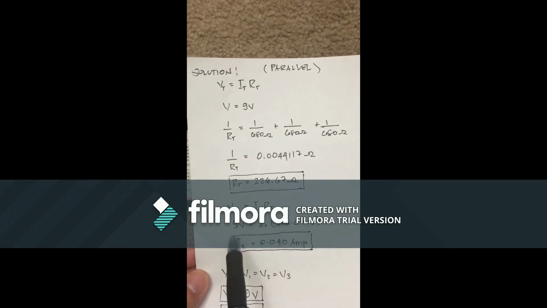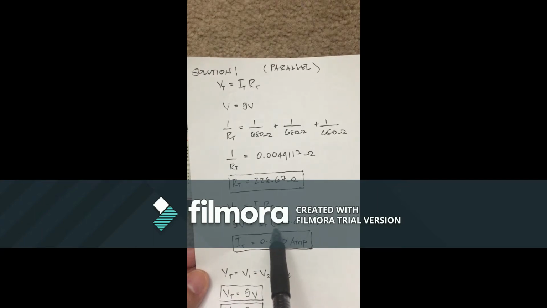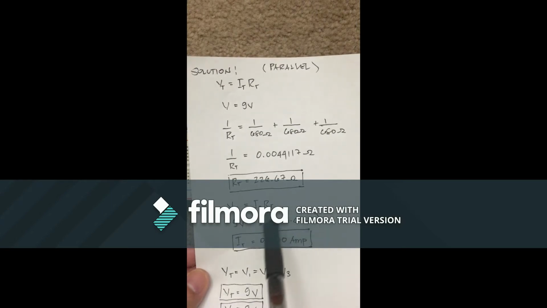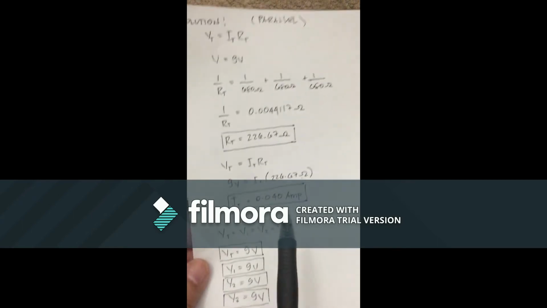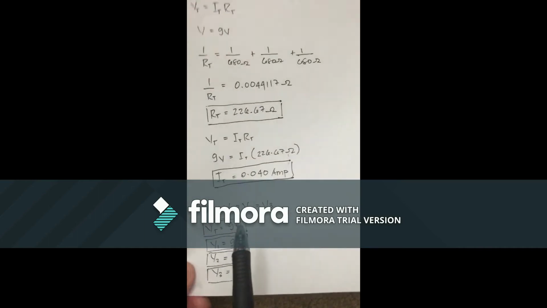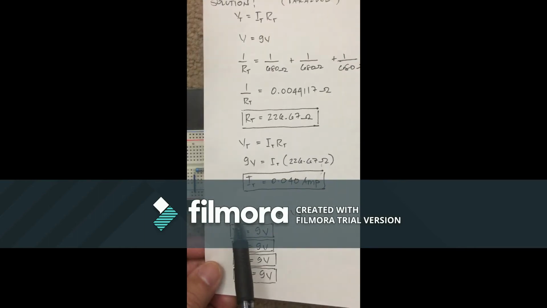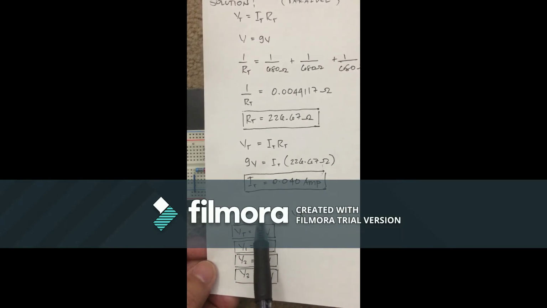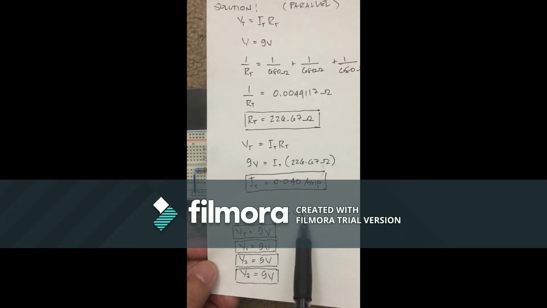Substituting that value to get the current, we have V total is equal to I total times R total. We have 9 volts is equal to I total times 226.67 ohms. So 9 divided by 226.67, we get the current. And again, we've already proven from the equation that V total is equal to V1 is equal to V2 is equal to V3.